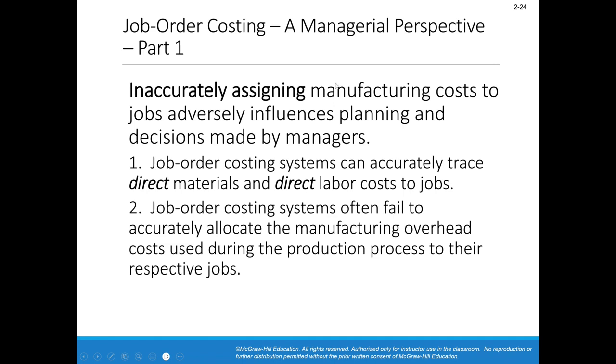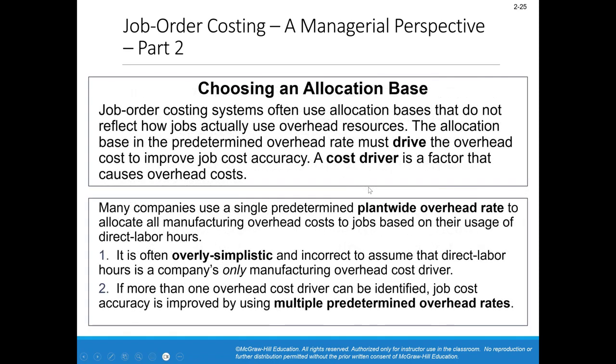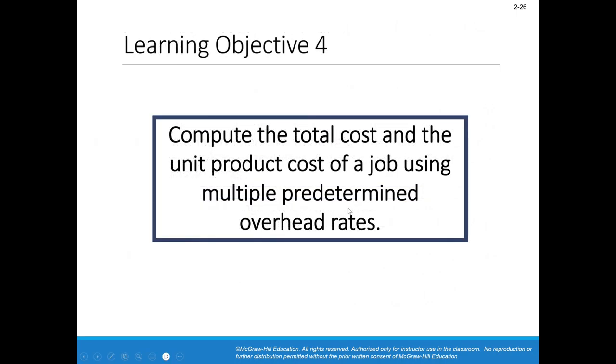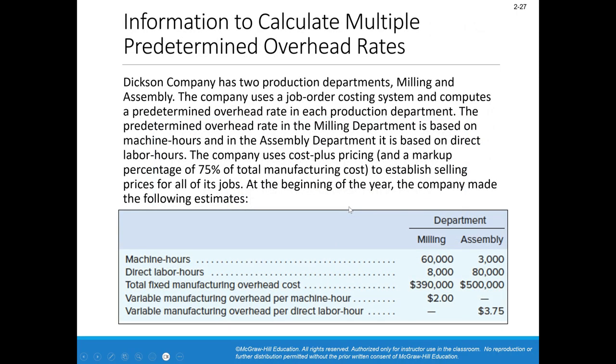Job order cost systems can accurately trace direct material and direct labor, but it's not very detailed as far as getting down to the overhead. It's overly simplistic. If more than one overhead cost driver can be identified, job cost accuracy is improved by using multiple predetermined overhead rates. All right, so we're going to look at that.